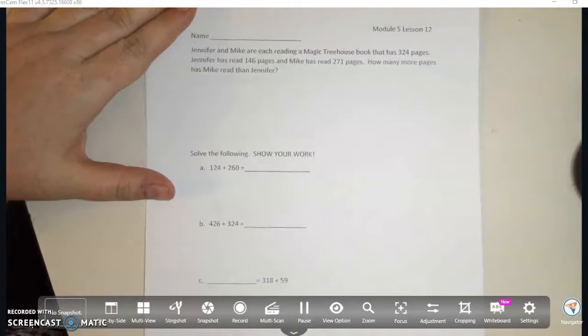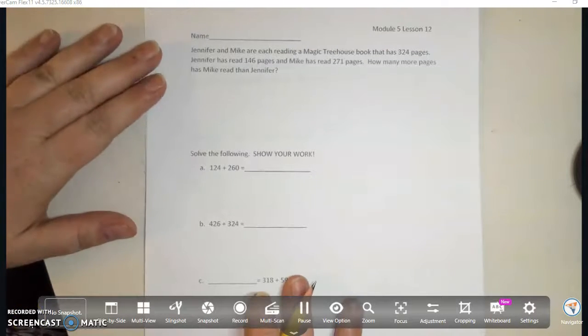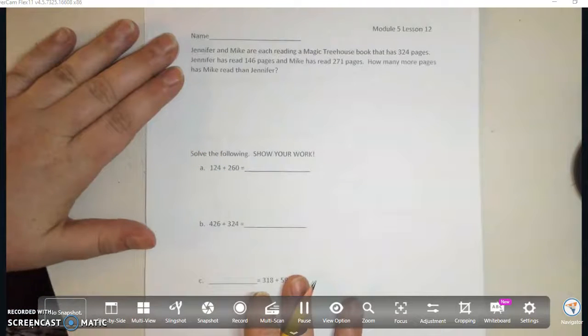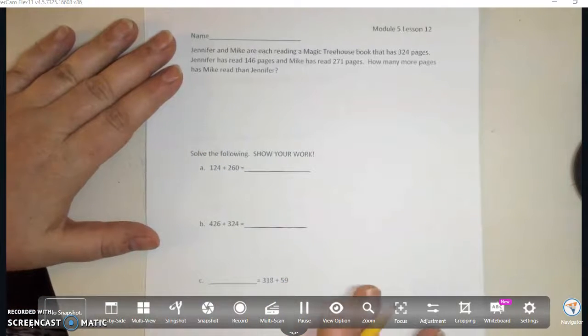Hello, ladies and gentlemen. Today we're going to go over the 4 pages we have in our math pack. So, I'm going to read them aloud and work through the pages.